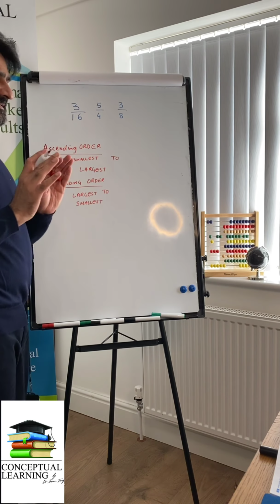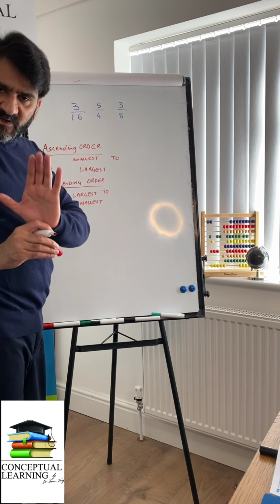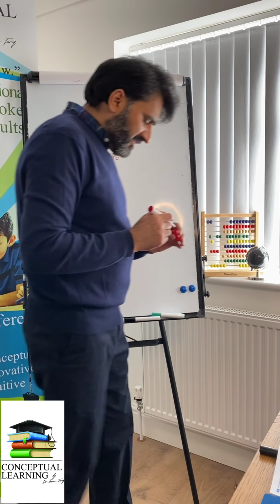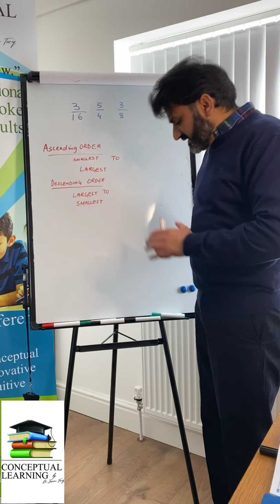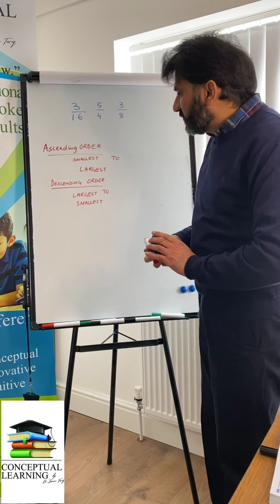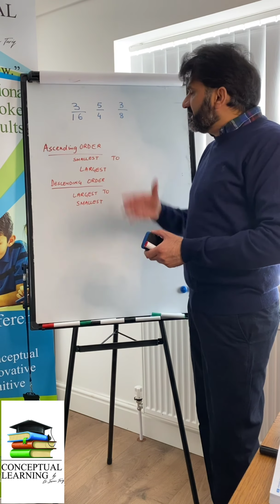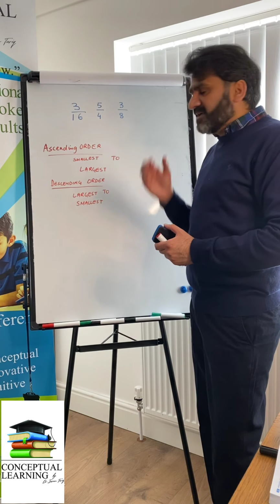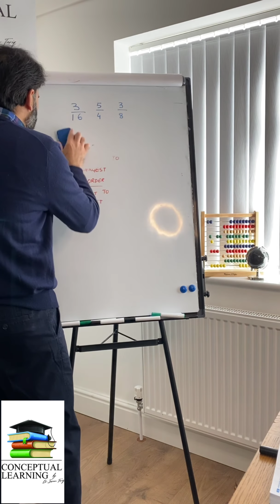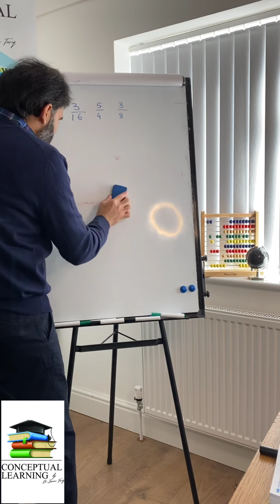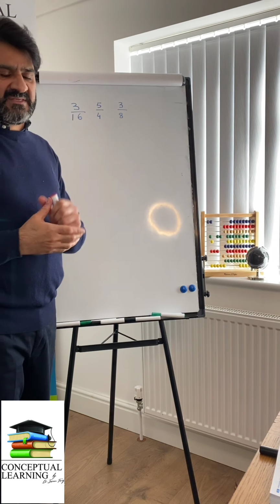First of all, you understand what ascending and descending order are. Ascending is from smallest to largest, and descending is from largest to smallest. So this is the definition. Now we have fractions: the first is 3 in 16, the second is 5 in 4, and the third is 3 in 8. We are going to try to solve these three fractions. We have two methods.